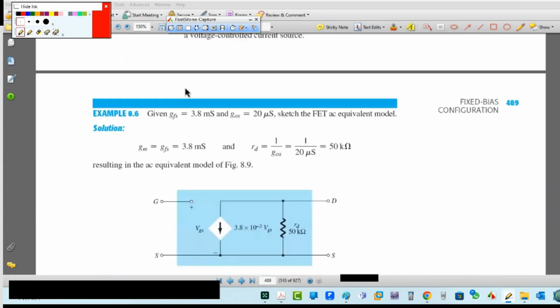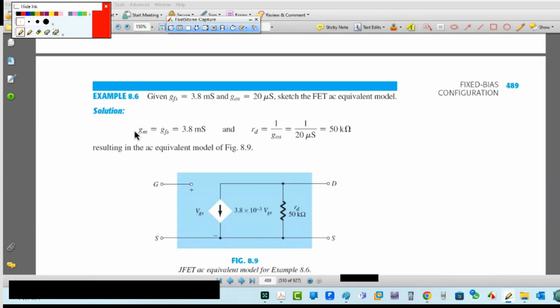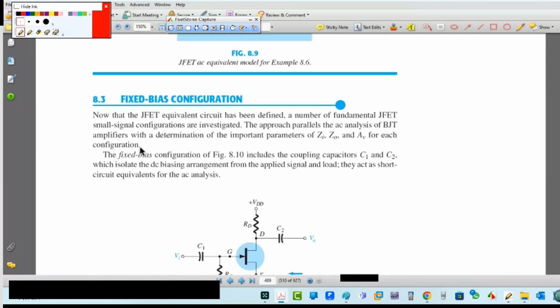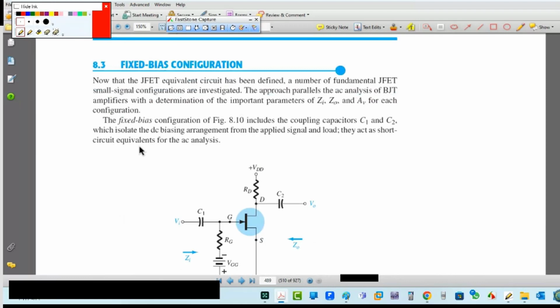See now, given GFS 3.8 millisiemens, GOS 20 microsiemens, sketch the FET equivalent circuit. GM here is G forward, so sometimes we can say GM or GFS, same thing. And this RD is 1 over GOS. Here it gives me GOS in microsiemens. Then you can draw or make this model. Now, start directly to the three models.